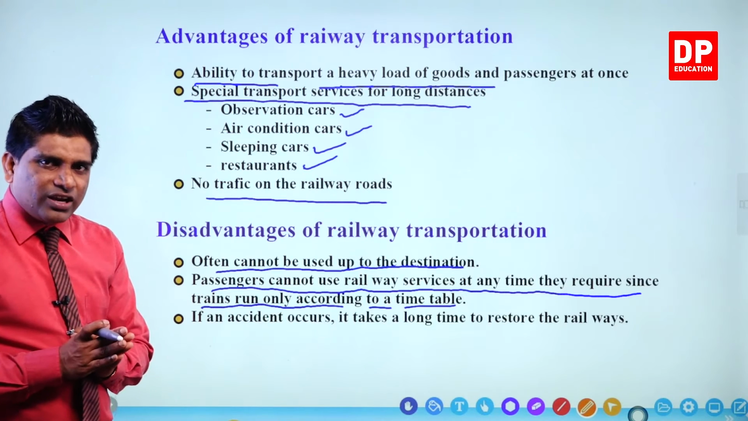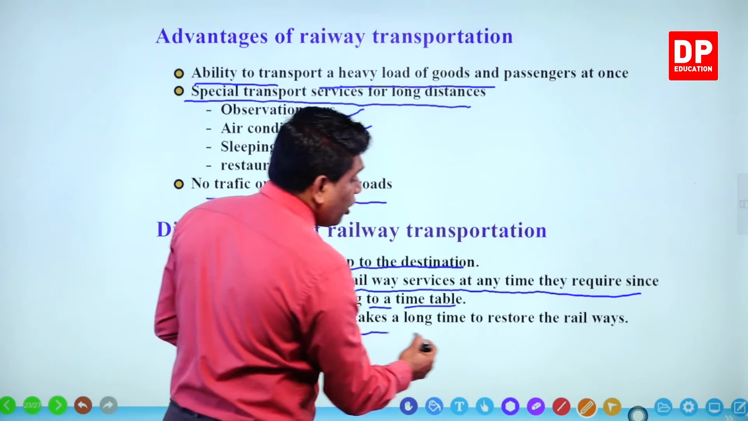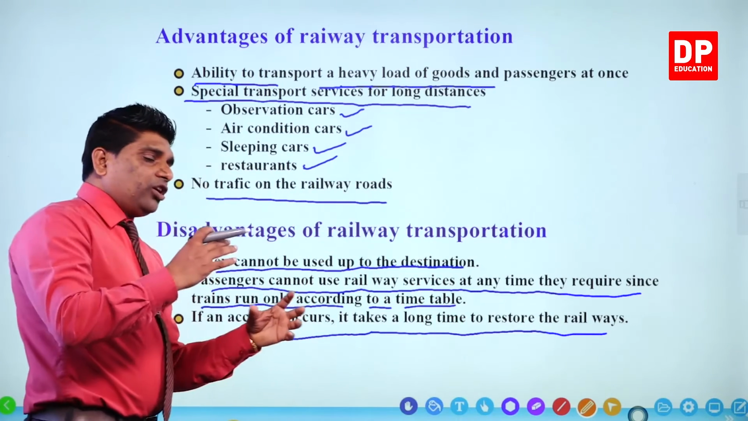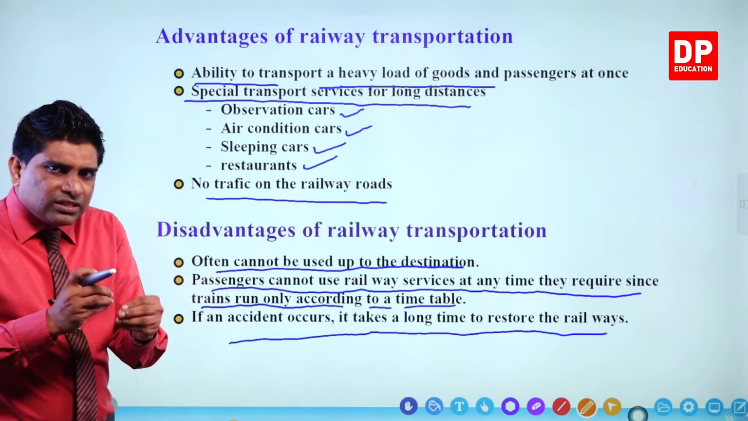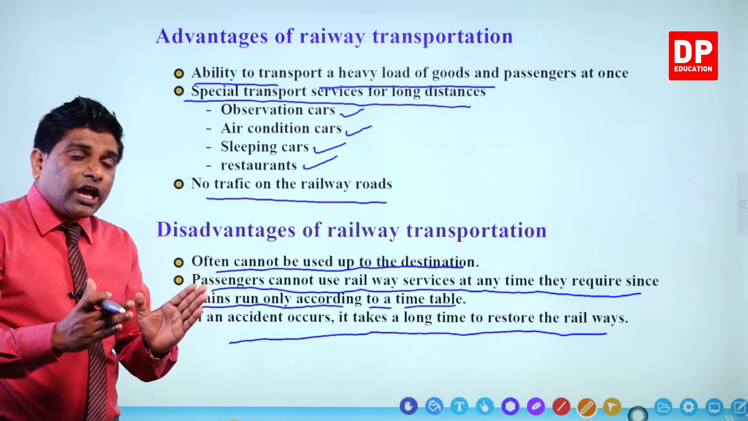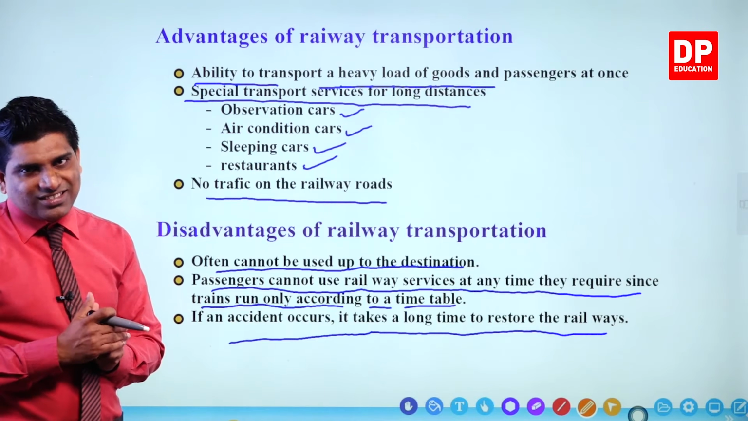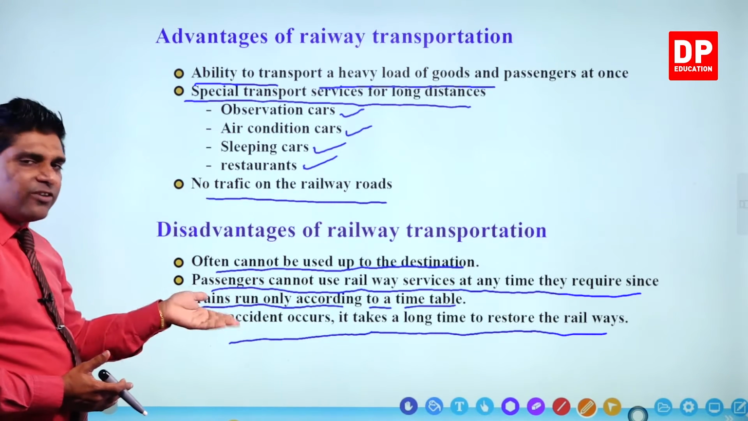That is a disadvantage. Then if an accident occurs, it takes a long time to restore the railways, not like in roadway accidents. To recover from the damages after the accident, it will take a long time. The other disadvantage of railway transportation is this, right? What are the advantages? What are the disadvantages?